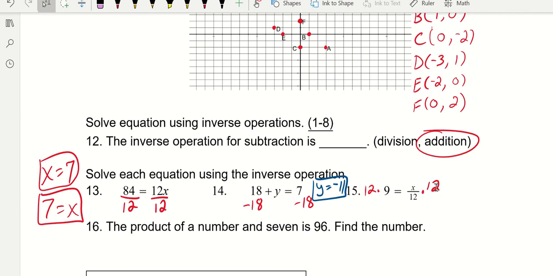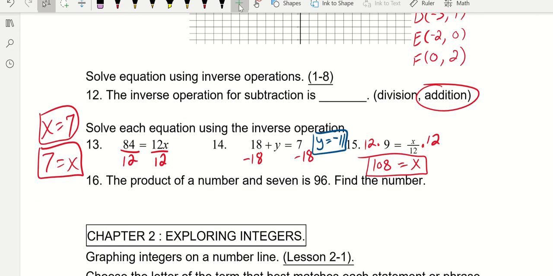Okay. So let's see here. 9 multiplied by 12 is going to be 108, is equal to, all right, 12 divided by 12 is 1, so we're left with 1 times x, which is just x. All right, there you go. 108 is equal to x.